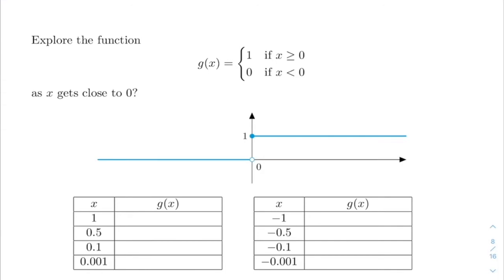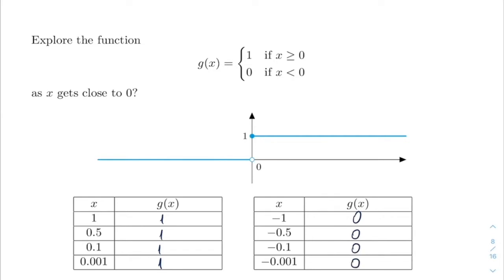So in this case, filling the tables should be a bit easier. So pause the video and try it on your own, and then we will do it all together. Great. So in this case, when x is greater than 0, the value is constantly 1. So all this table will be equal to 1, the value of the function. And in this case, the value of the function will be always 0.